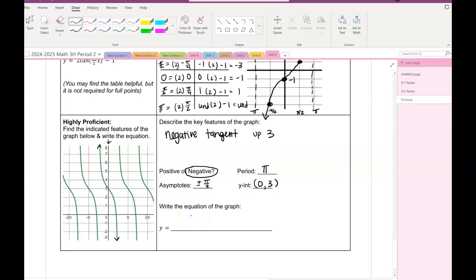All right, so our equation is negative. And then it's kind of hard to tell the stretch or shrink for this. So we'll just leave the a value as 1. So negative tangent. And then to get a 1, that's just going to be x and then plus 3. So it's a regular tangent function. It's just negative and up 3.